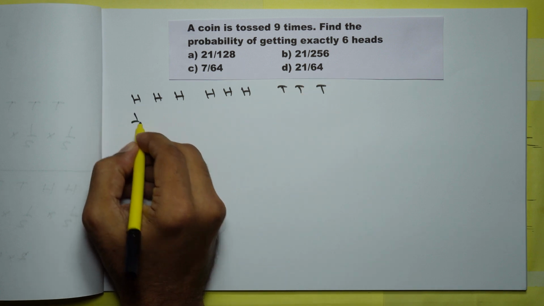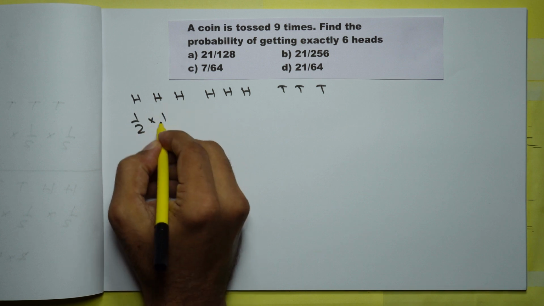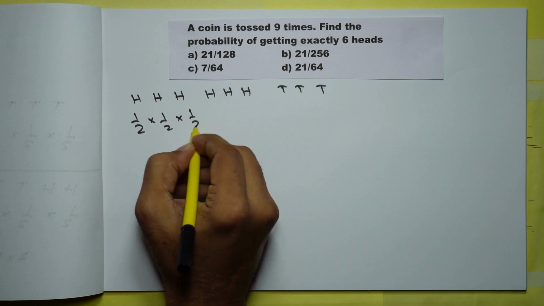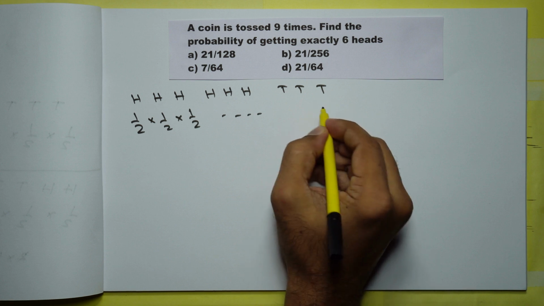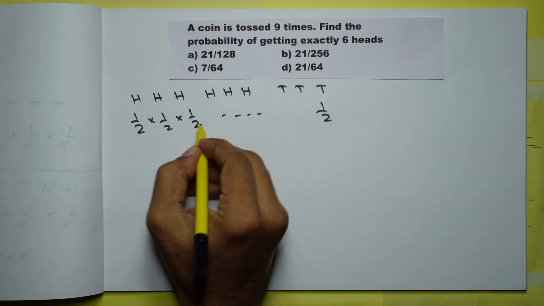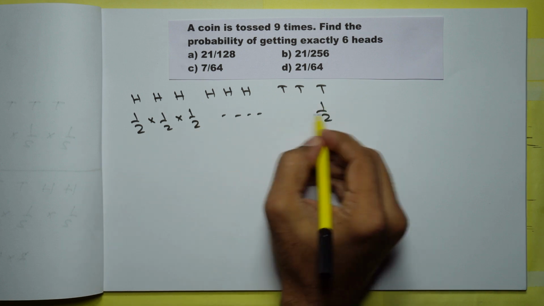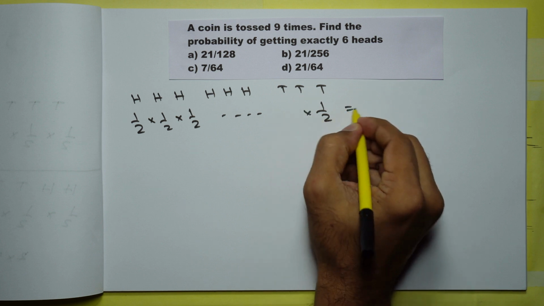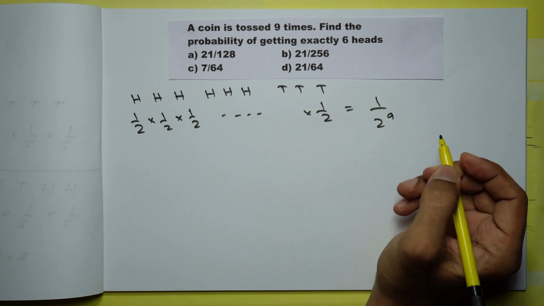First one is a head, that is 1 by 2. Second one is a head, that is 1 by 2. Next one is a head, that is 1 by 2. And for each it will be 1 by 2. So this and this and this, 9 times. So you have to multiply. So you will get it as 1 by 2 raised to 9.